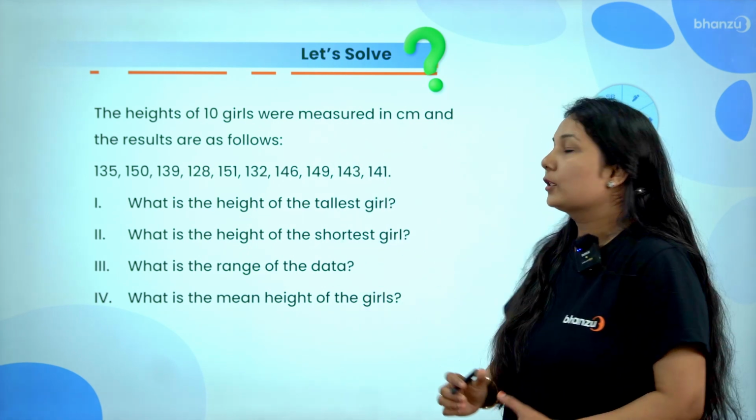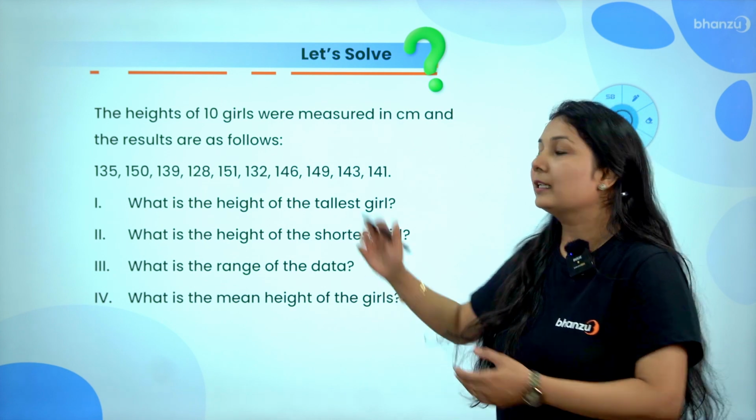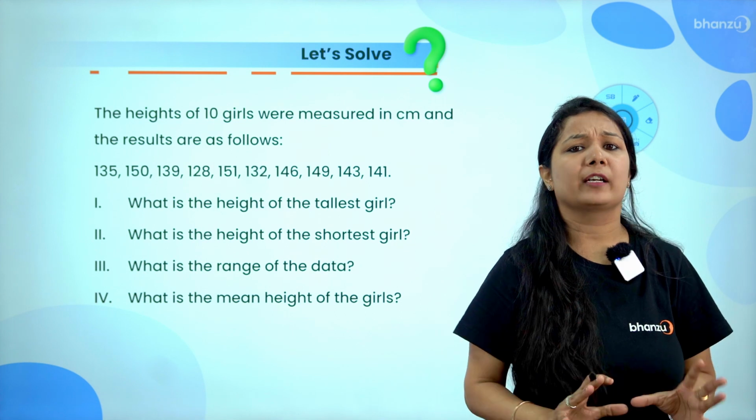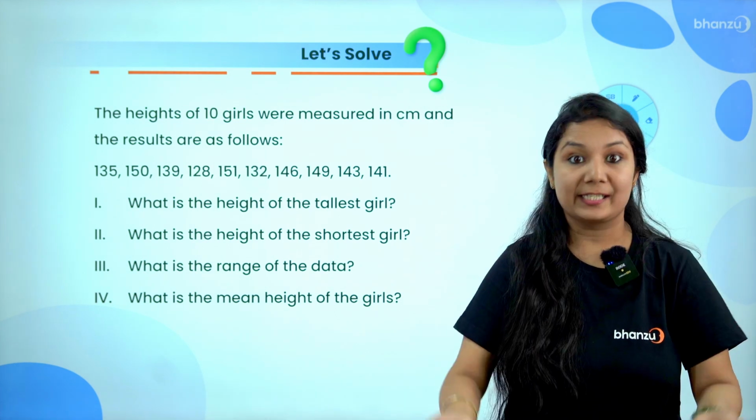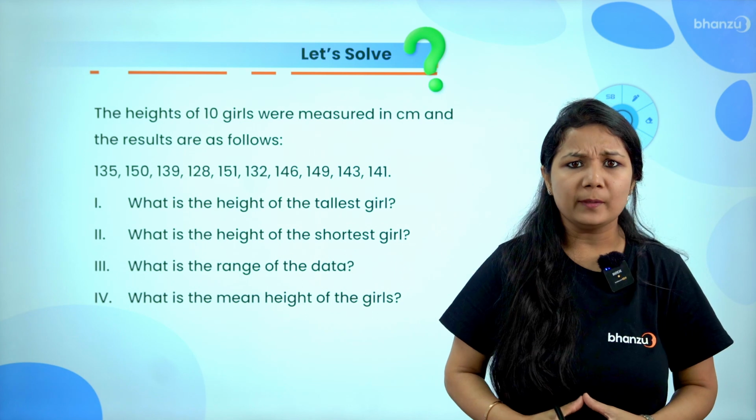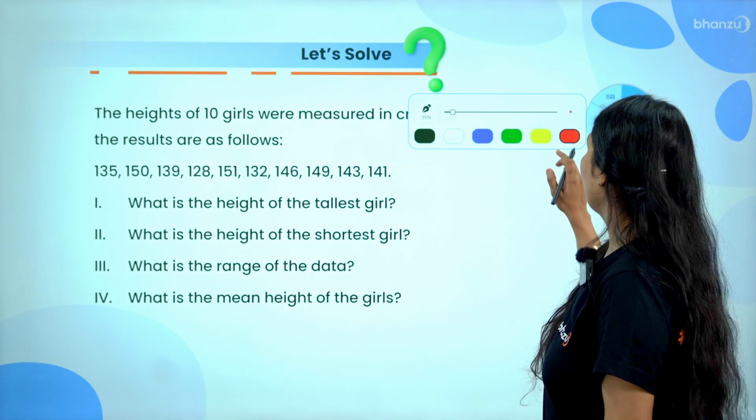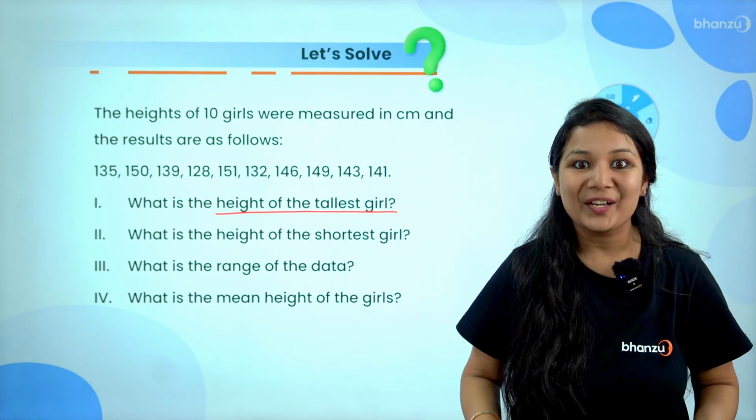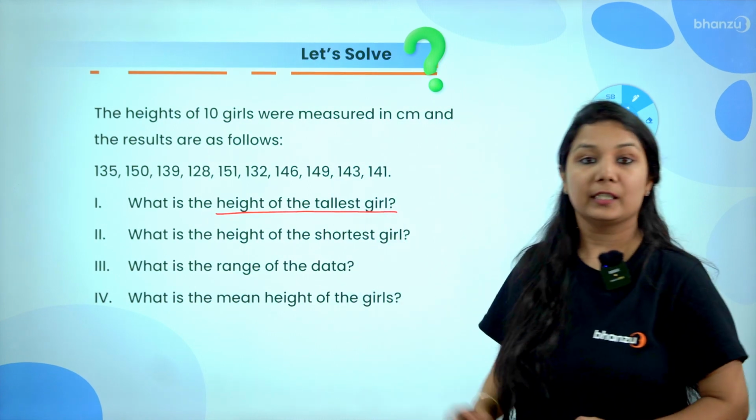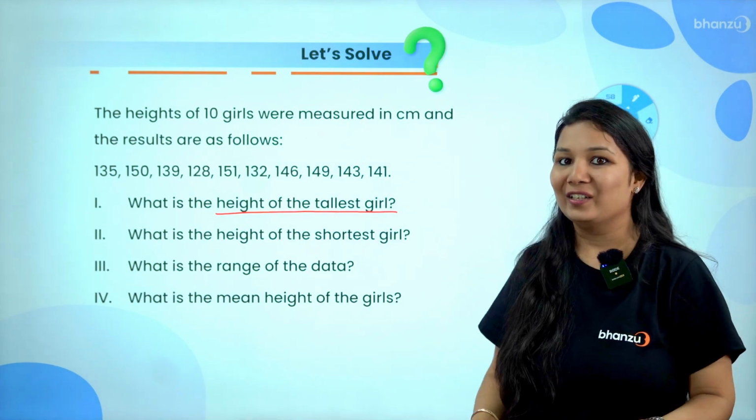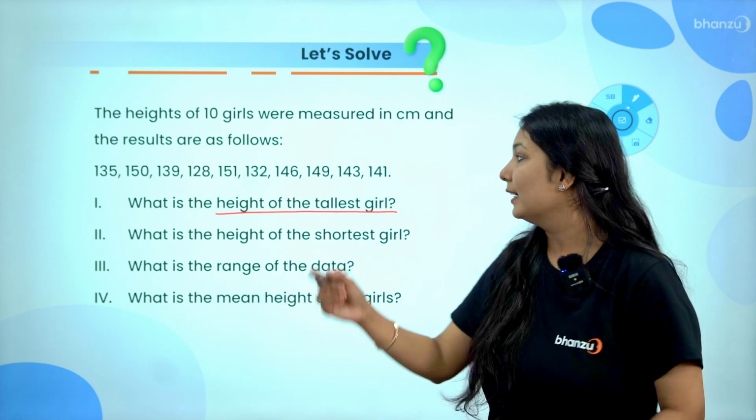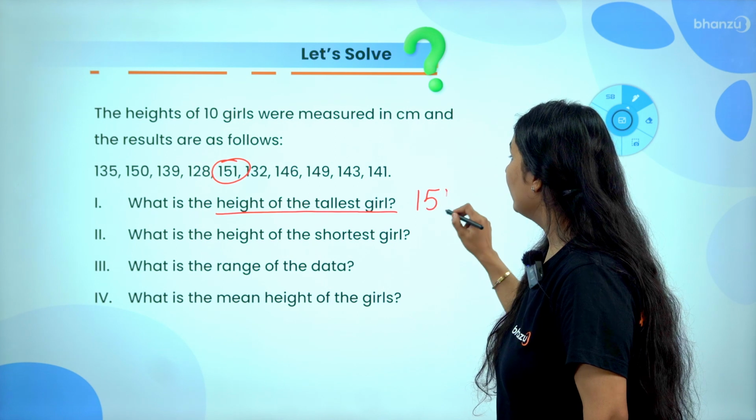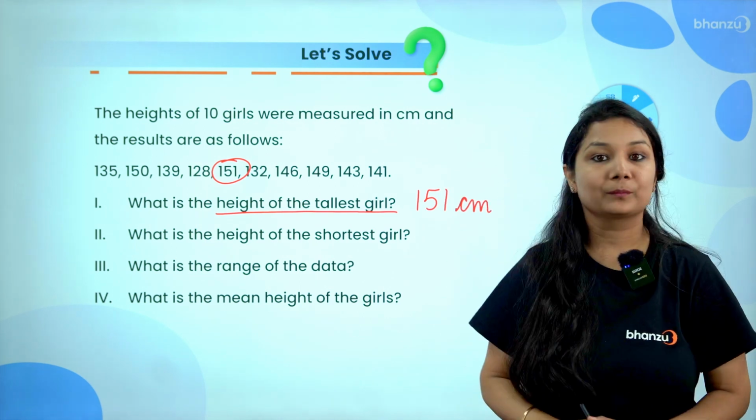The heights of 10 girls were measured in centimeters and the results are as follows. So we have measured the heights of 10 girls and we have got them in centimeters. Now based on this data, you need to answer these 4 questions. So let's check it out. So we have different heights. The first question says, what is the height of the tallest girl? Read the numbers carefully. Height of the tallest girl, obviously the greatest number, right? So it is 151 in the data. So the answer for the first question would be 151 centimeters.